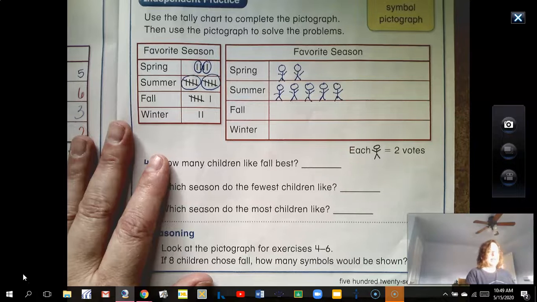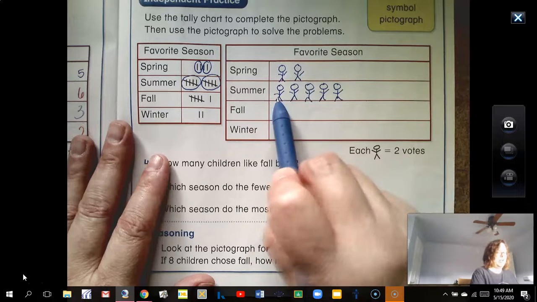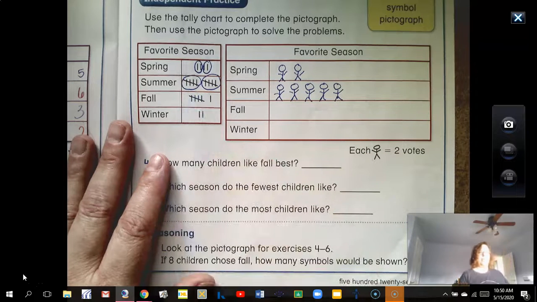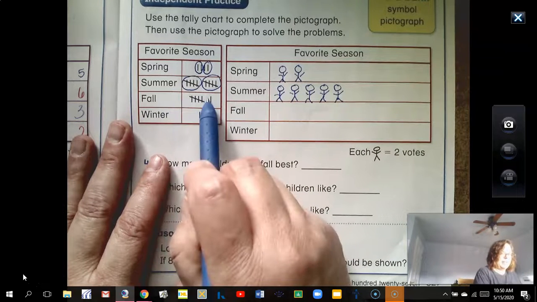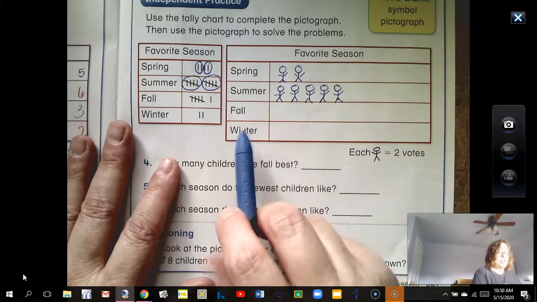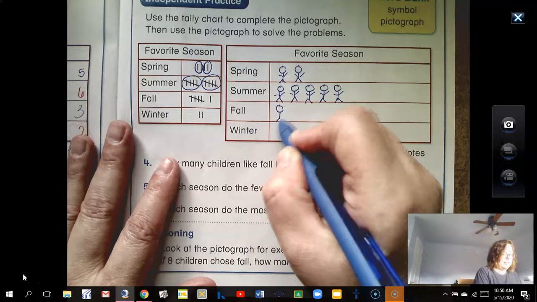So if we're counting by 2s, let's see if that's right. 2, 4, 6, 8, 10. There's 10 over there. Okay, this happens to be 6. So would I draw 6 people over here? No, we're counting by 2s. So you have to represent 6.